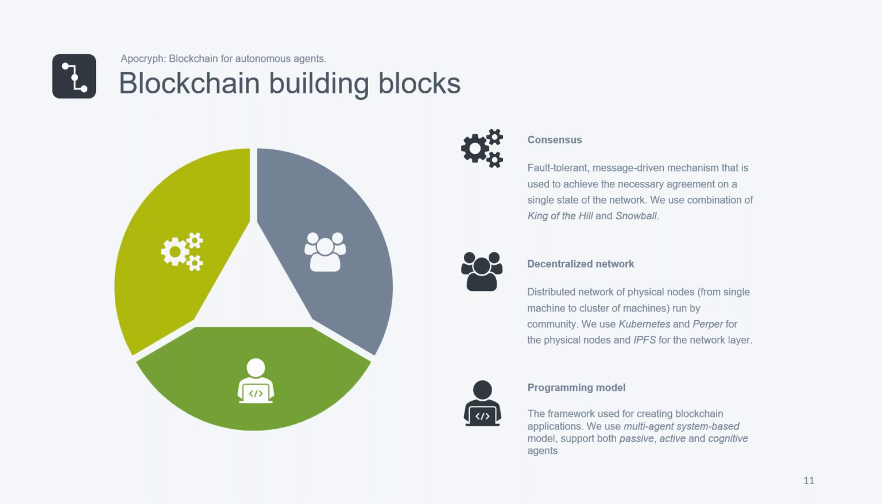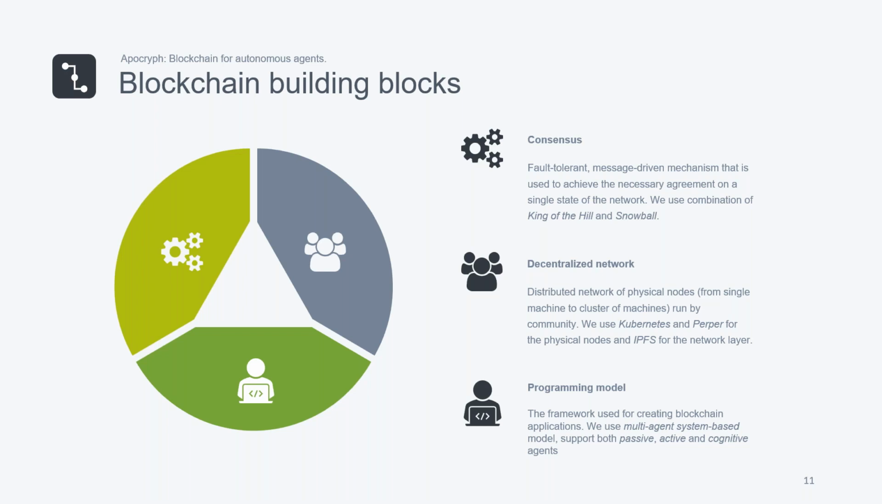which is a very specific proof of work algorithm for selecting validators, and Snowball, which is a queuing algorithm for reaching consensus for certain events inside the blockchain. The second building block of every blockchain is the decentralized network, which is really a distributed network of physical nodes, usually run by a community. And a physical node could be just a simple machine, or it could be an entire cluster. What we are using for Apocryph is Kubernetes and Perper for the physical nodes, and for the network between the different physical nodes we are relying on IPFS as a storage and networking layer.